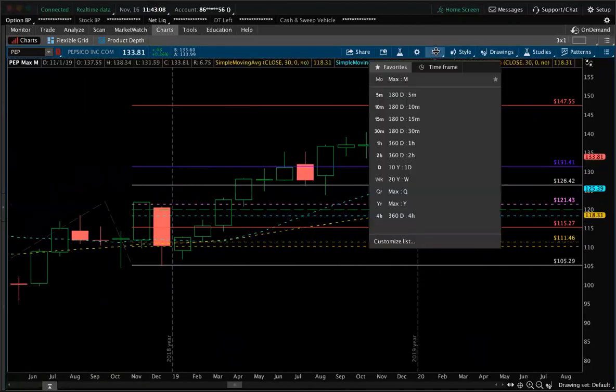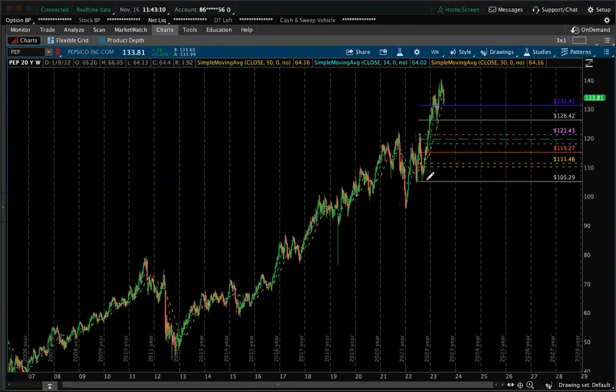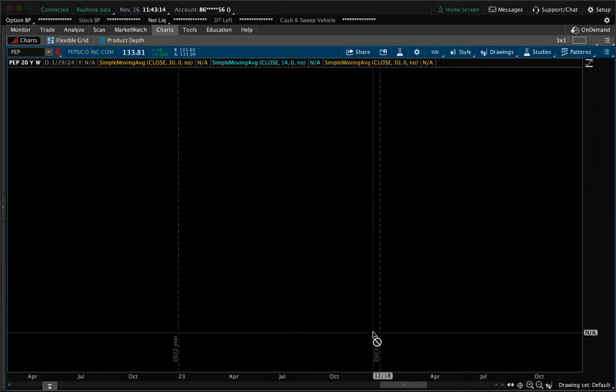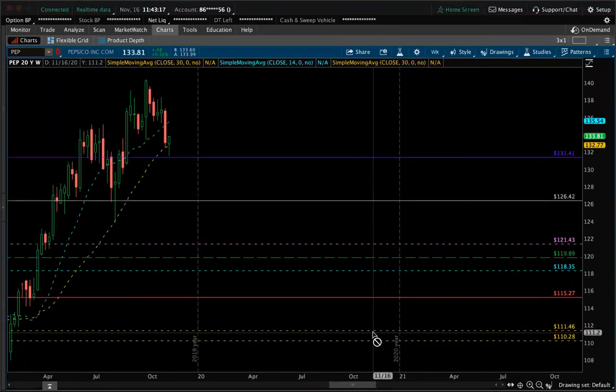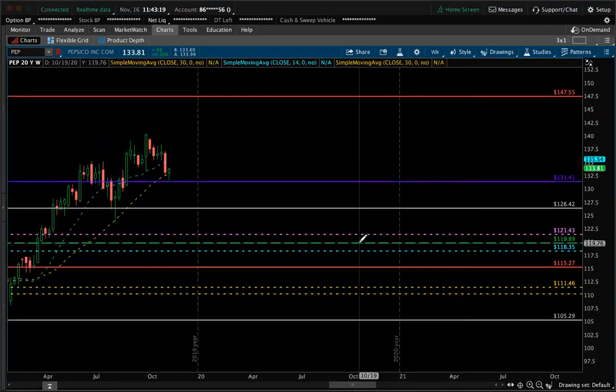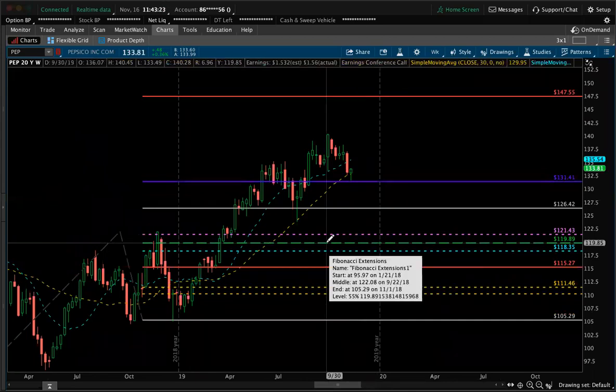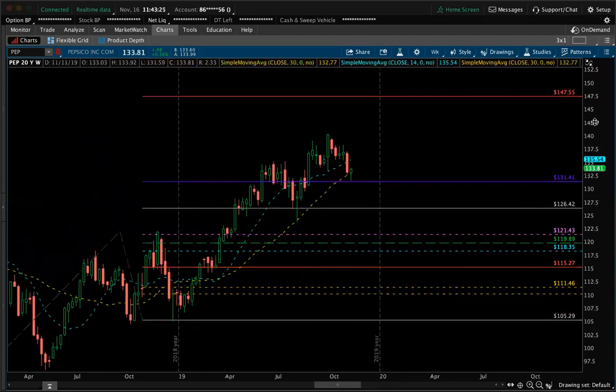I'm actually going to go into weekly now. Here we go. And this is the weekly of this week that just passed. Look how accurate it is. It's just crazy how all the levels respond to price, right?